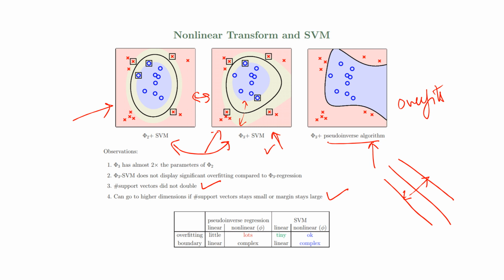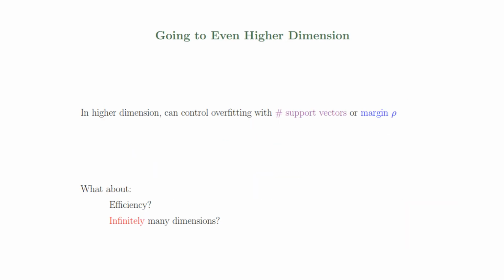Okay, so that's an excellent result, and it gives us an idea that going to higher dimensions is not that difficult with a fat separator. As we said, going to higher dimensions seems doable because we still have the robustness in the model. So can we go to higher dimensions? Well, in higher dimensions, we can control overfitting with the number of support vectors.